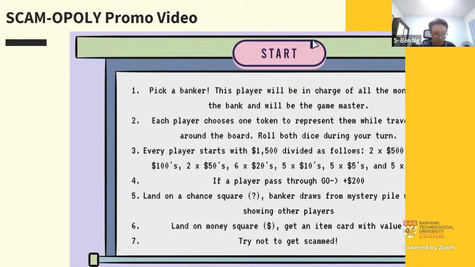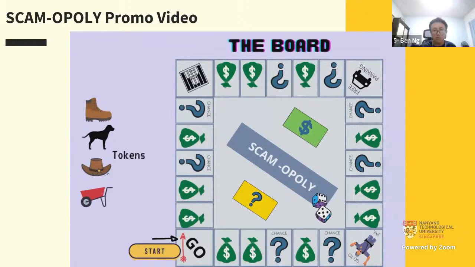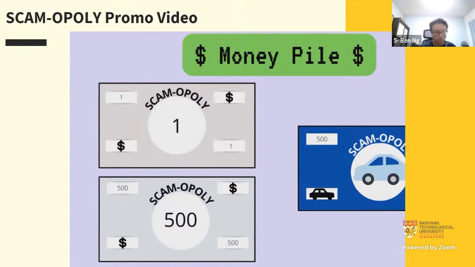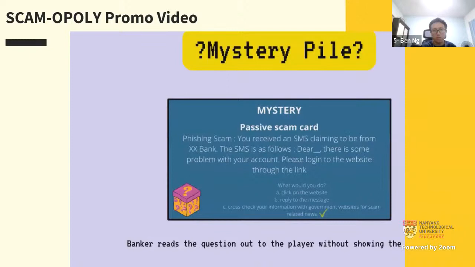This is the 7x7 board. The cards will be split into two piles. The money pile, which contains the money card and item card, and the mystery pile, which contains the passive scam, action scam, and police card. For our money pile, this will be how our money card and item card will look. For the mystery pile, we have the passive scam card where the banker reads it to them.